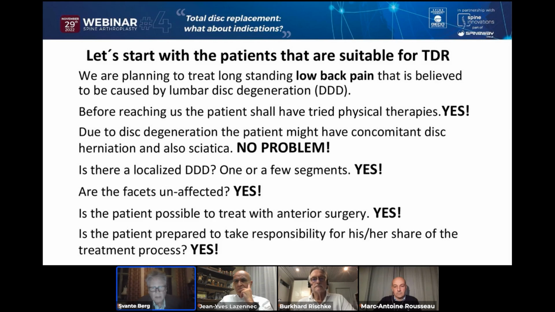And the question that I come back to is: is the patient prepared to take responsibility for his or her share of the treatment process? I actually tell my patients that they are going to be my slave for a year. And if they accept that, they're going to do what I tell them. And that is important. That is part of the patient selection.